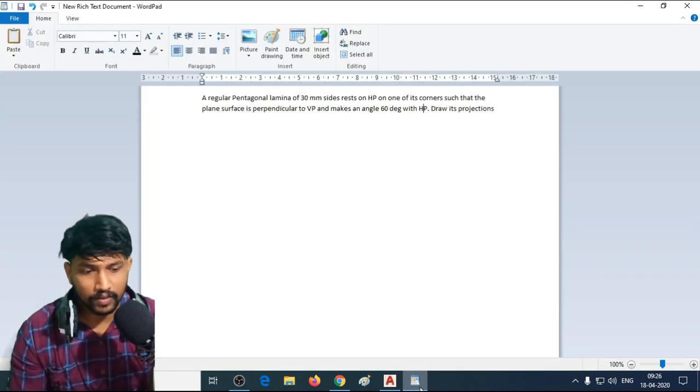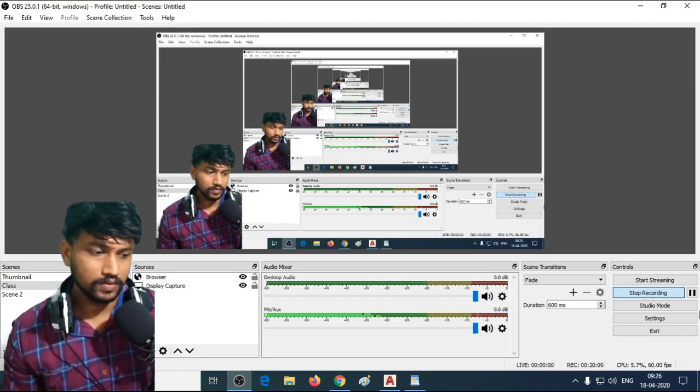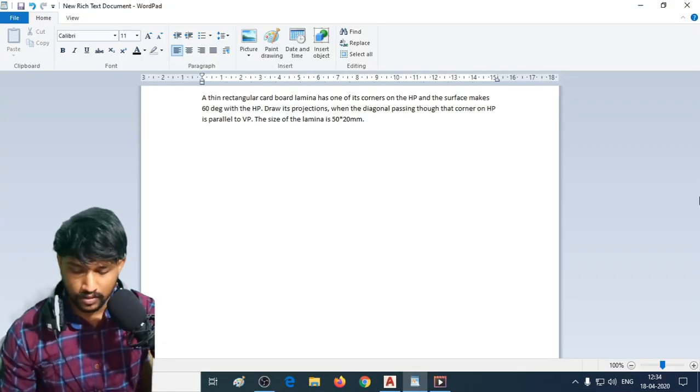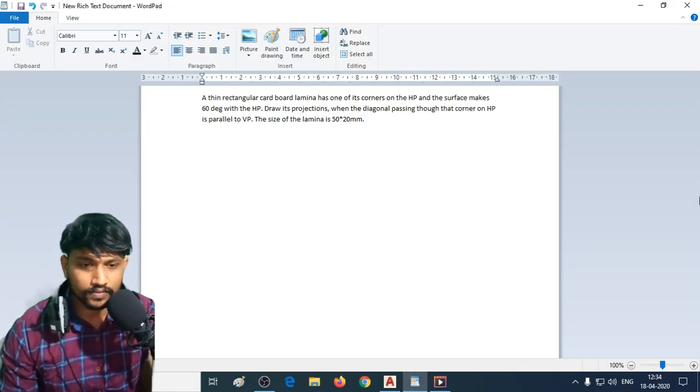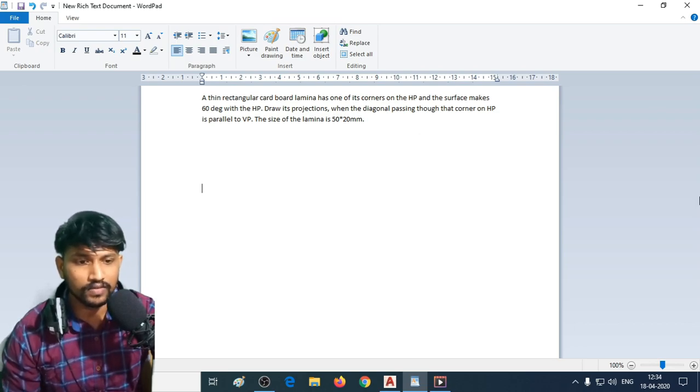Let's see the second problem here. A thin rectangular cardboard lamina has one of its corners on the horizontal plane, and the surface makes 60 degrees with the horizontal plane. Draw its projections when the diagonal passing through that corner on the horizontal plane is parallel to the vertical plane. The size of the lamina is 50 by 20 mm.